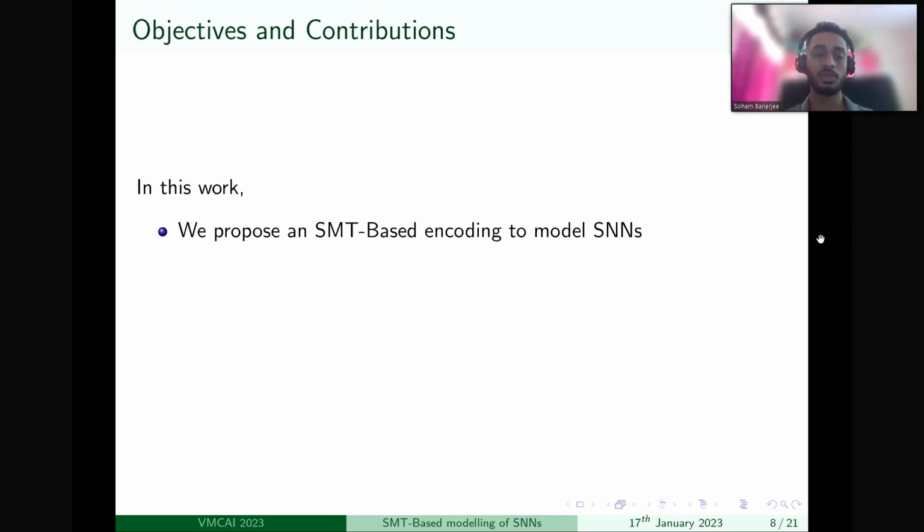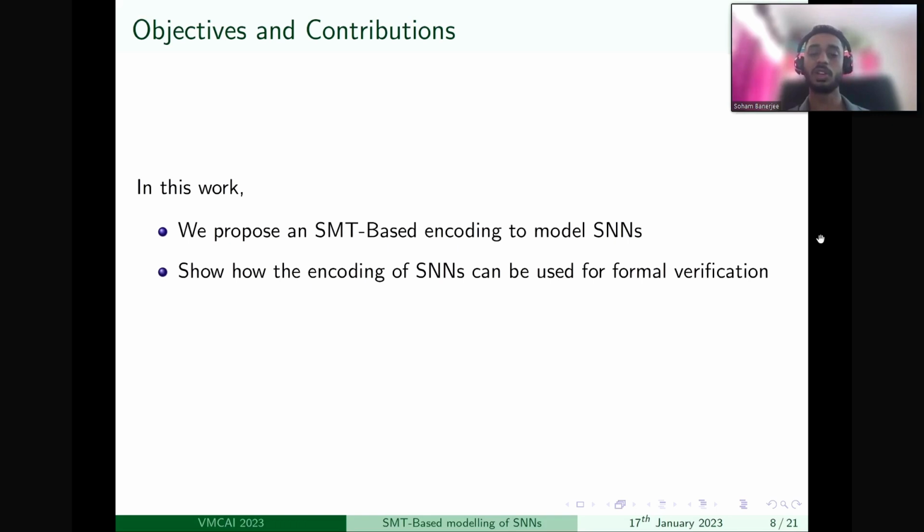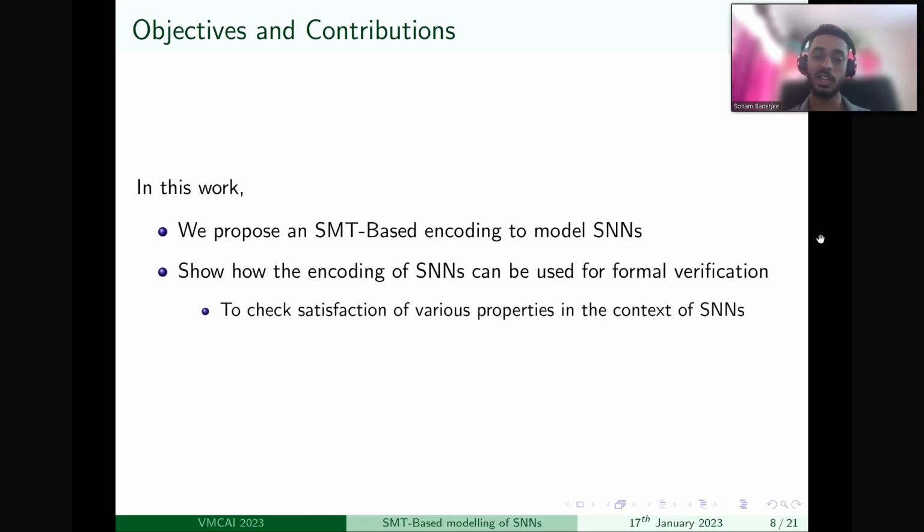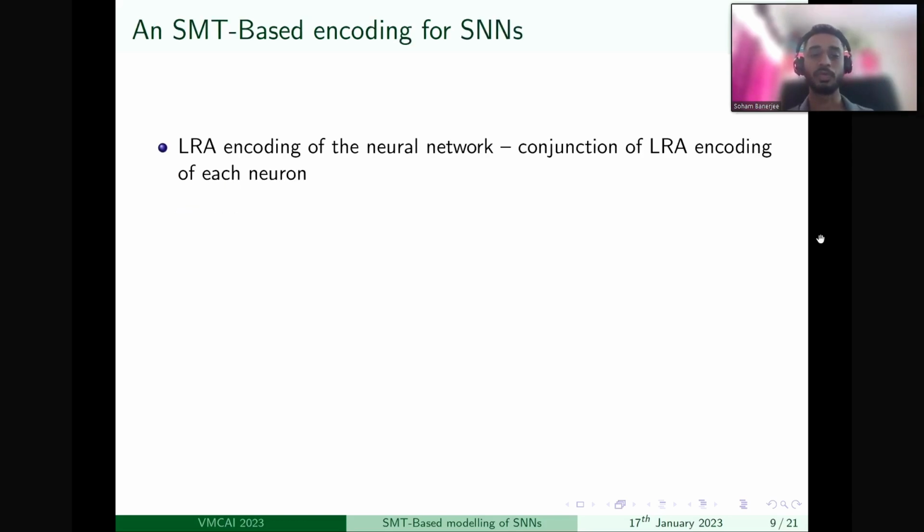So in this work, what we have done is that we have proposed an SMT-based encoding to model spiking neural networks. We have shown how the encoding of spiking neural networks can be used in the context of formal verification, specifically for verification of specific properties and for verification of adversarial robustness. Now, let us start with the SMT encoding.